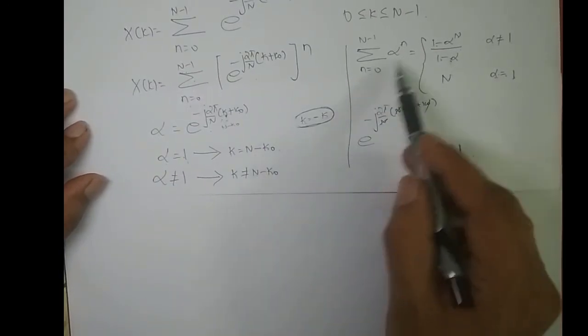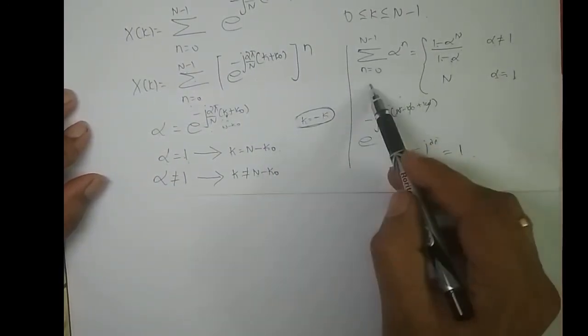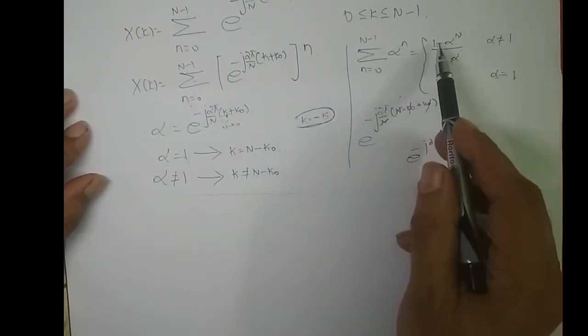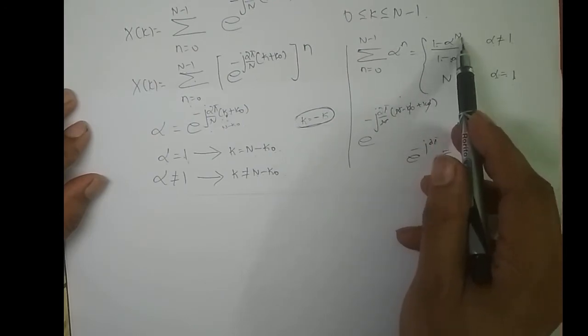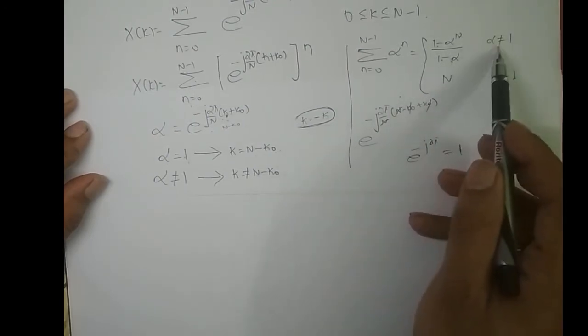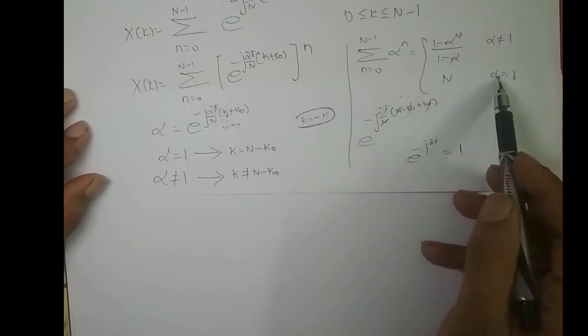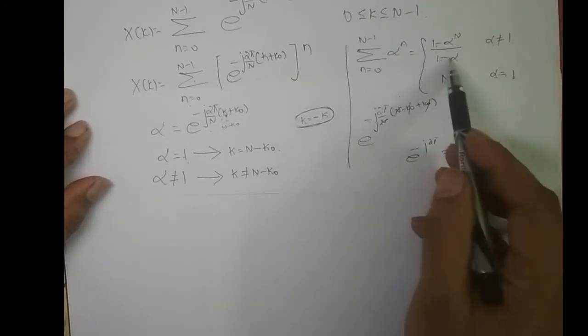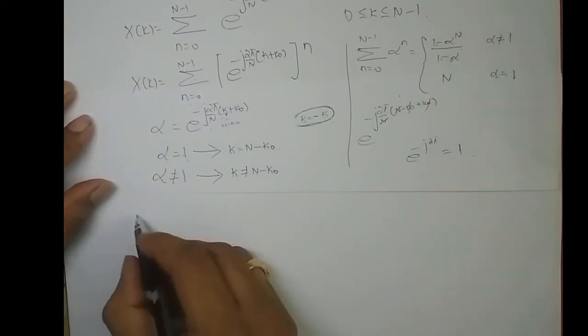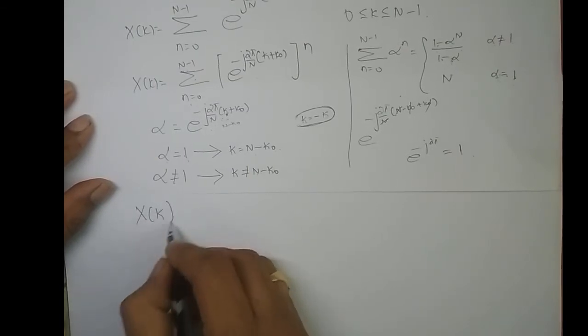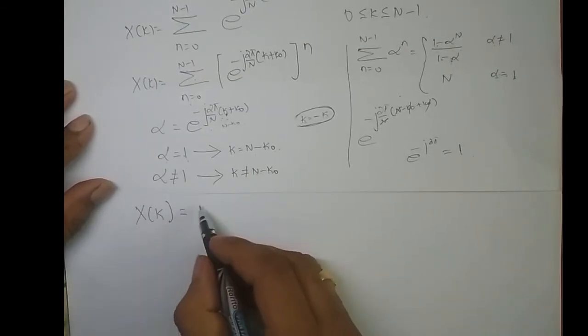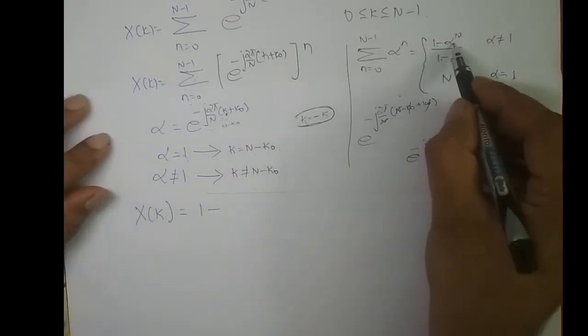In this kind of equation, what is the right hand side of this? It is (1 minus alpha power capital N) divided by (1 minus alpha) for alpha not equal to 1, and equal to N for alpha equal to 1. So I'm going to apply this result in the next step. Okay, so what do we have? X of k is equal to 1 minus alpha power capital N, right?